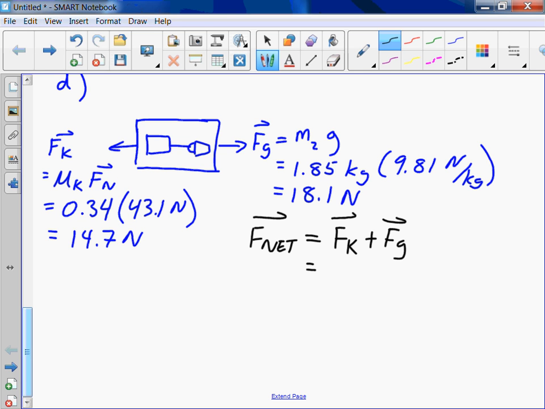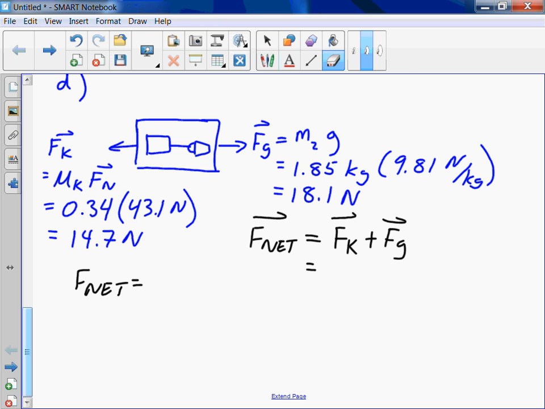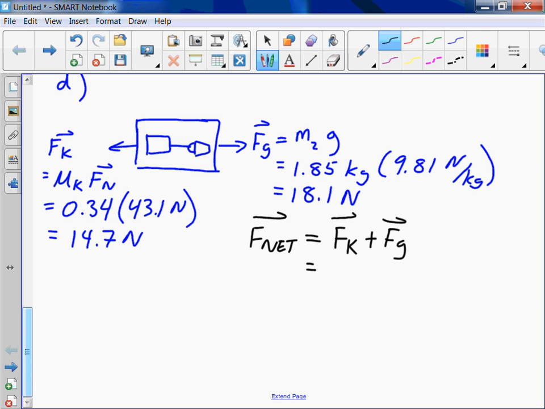I have to get the value, so it's just, oh, what am I doing? Sorry, brain fart. But I can edit that out. So the net force is just going to be negative 14.7 plus 18.1 newtons. And again, that's using the fact that the forces to the right, we've always been calling positive, forces to the left, we've always been calling negative. 3.4 newtons.